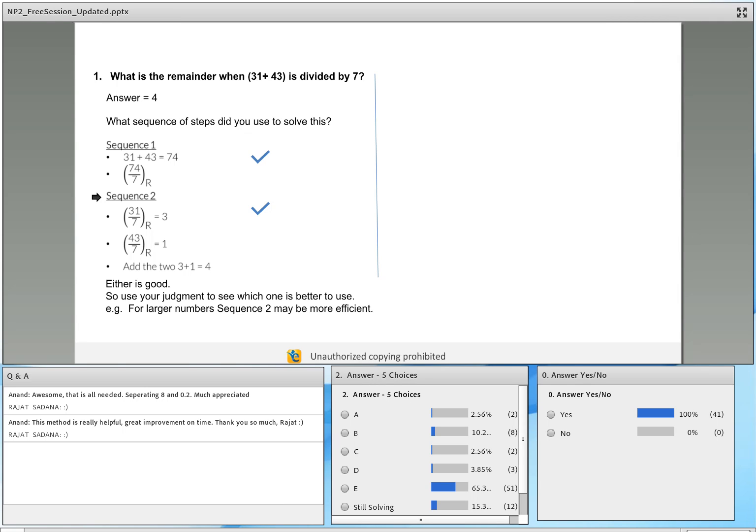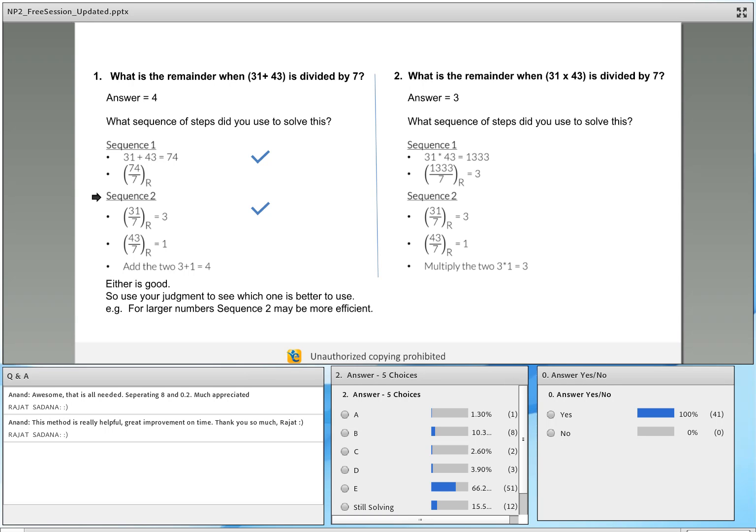So now that's a case of addition of two numbers. Now let's talk about multiplication of two numbers, which is when the math starts to become slightly more complex. Again, what's the remainder when 31 times 43 is divided by 7? The answer is 3. Let's see how we get that.